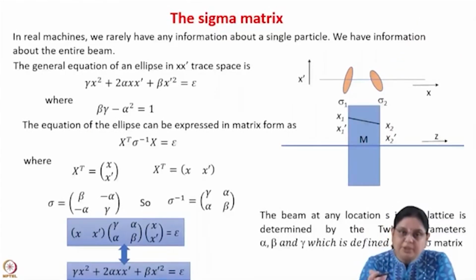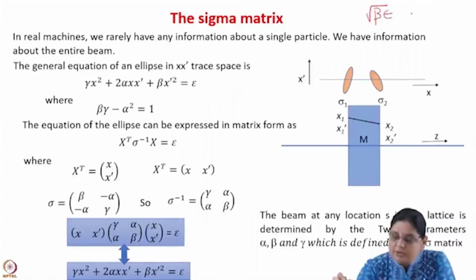Now, in real machines, we barely have information about single particles. What information we have is about the beam as a whole. So we'll have information on the maximum beam size and the maximum divergence. You know that the maximum beam size is given by the square root of beta epsilon, and the maximum divergence is given by the square root of gamma epsilon.